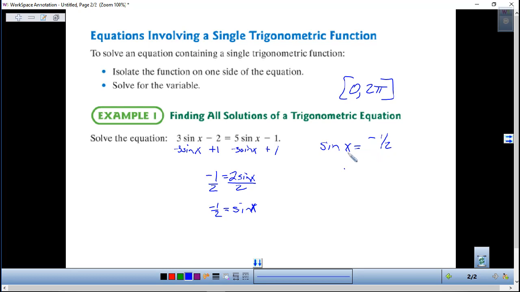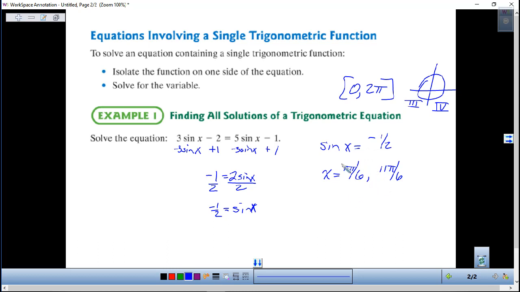So sine values are the y values, remember. Sine values are going to be negative in quadrant 3 and quadrant 4. So I'm looking for the pi over 6's in quadrants 3 and 4. So x is going to equal 7 pi over 6 and 11 pi over 6. Now these are the x values that are going to give me a sine value of negative 1/2.